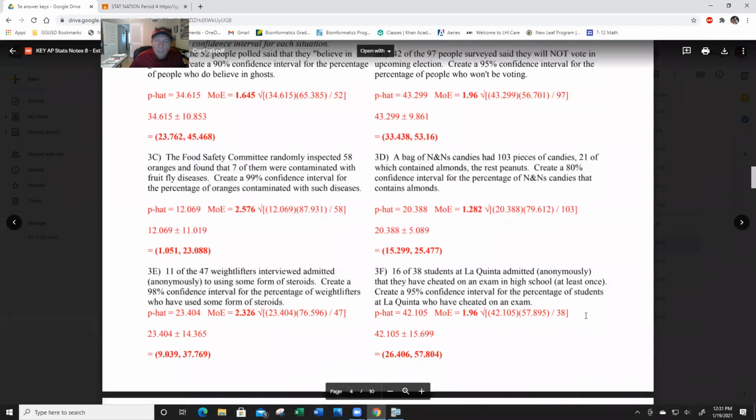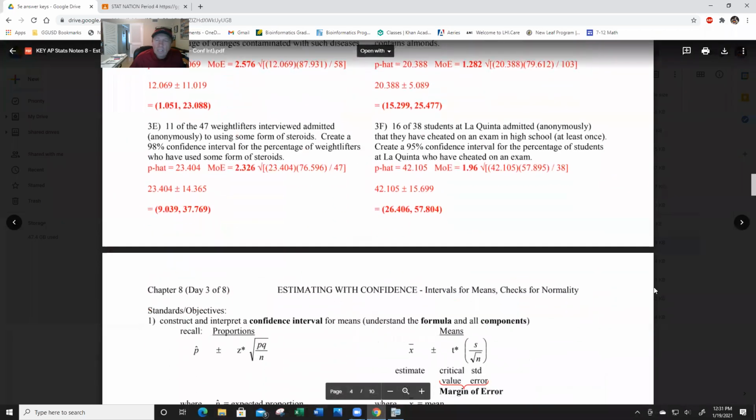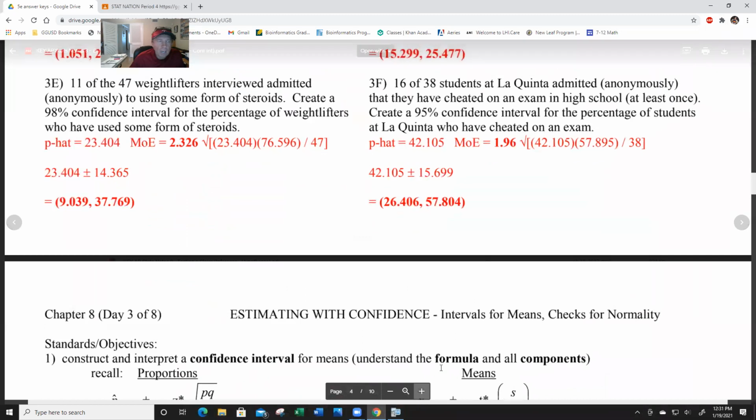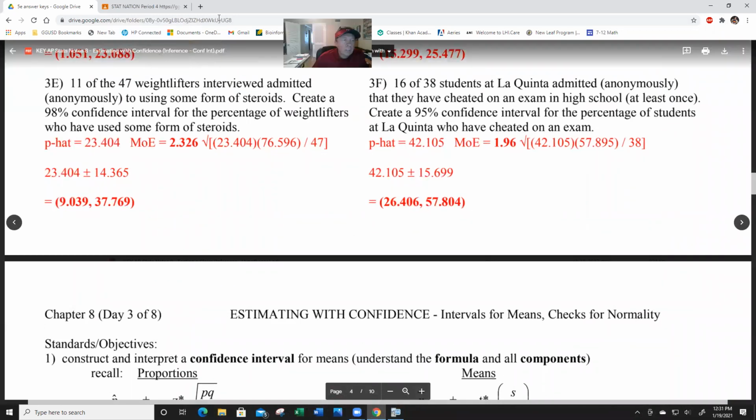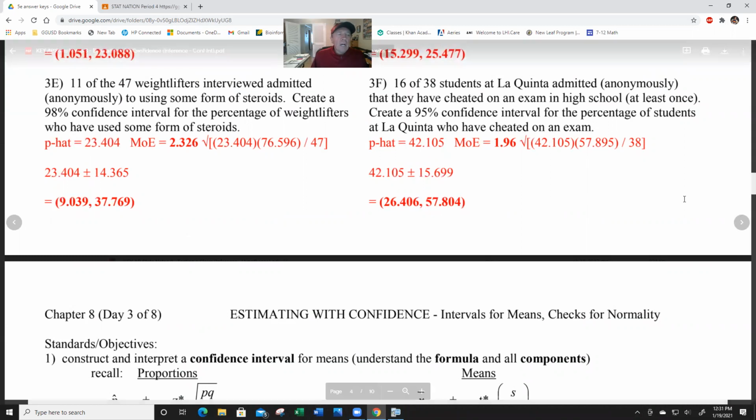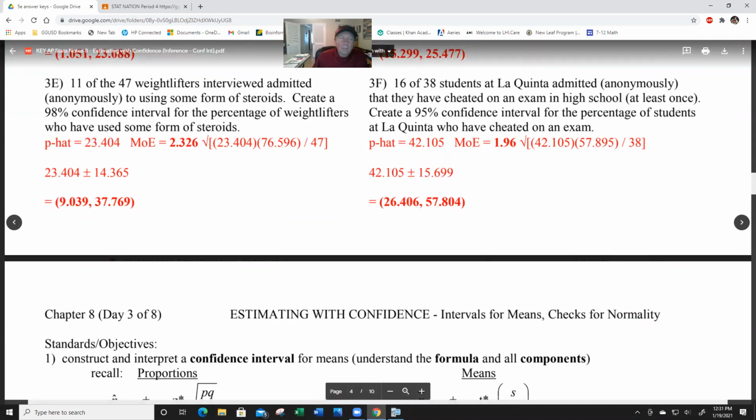All right, now let's do E and F. I'm gonna make this a little bigger. I'll have room at the bottom there. Here we go. So let's do E here. Okay, 11 of the 47 weightlifters interviewed admitted to using steroids. Oh boy. Create a 98% confidence interval for the percentage of weightlifters who have used steroids. All right, P hat's 23%. What we got here is 11 divided by 47. That's 23%. So 23% is our point estimate.